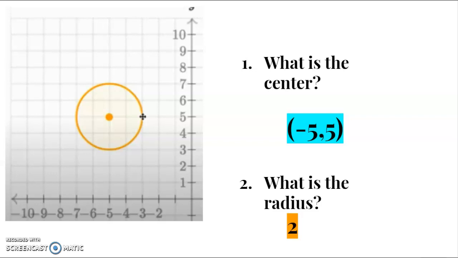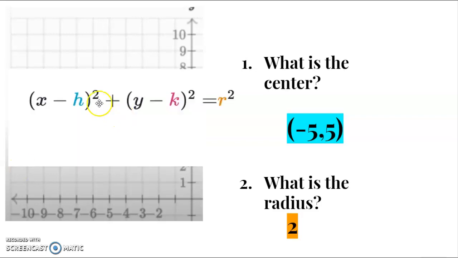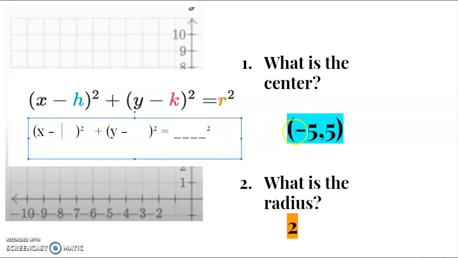We have to put both of those into our equation. We have (x minus h) squared plus (y minus k) squared equals r squared, and we are going to plug in those numbers into our equation. So h is our x, negative 5, and y, or k, is our y, which is 5. Our radius is 2, so we have 2 squared. And let's simplify this.